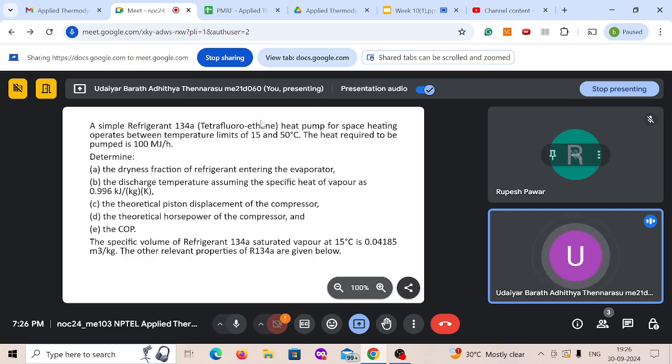Any question in the previous problem? Okay then.